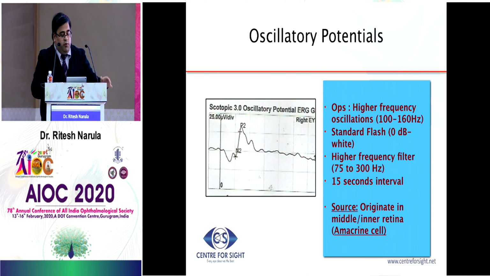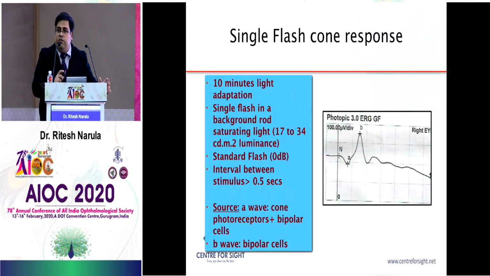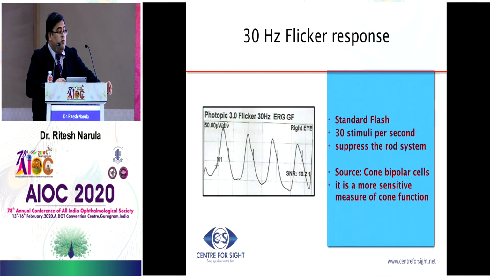Then you do your oscillatory potential test, and then you're photo adapted, and then you do a single flash cone response, which talks about a small A wave from the cone photoreceptor. And to study the cone bipolars, we do what is called flicker frequencies. If the flickers are good, that means the cone bipolars are working fine.